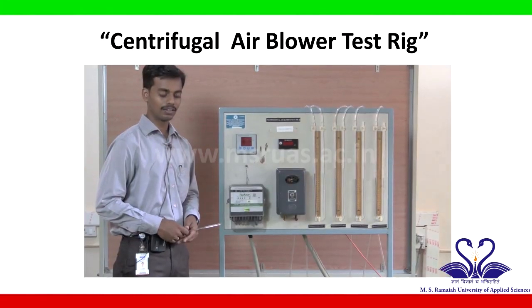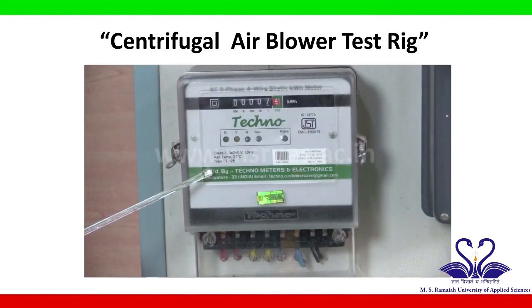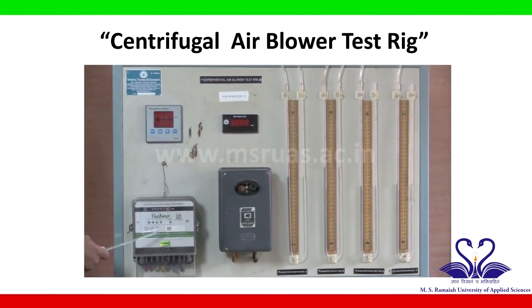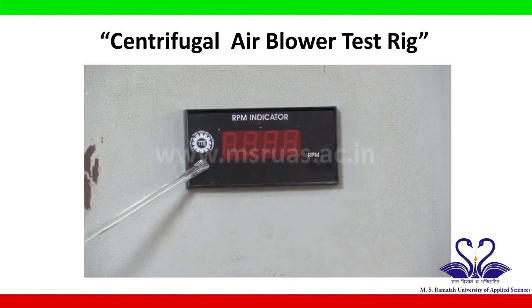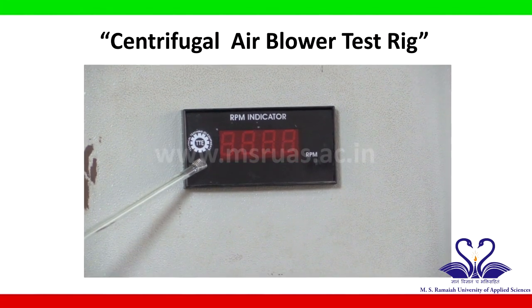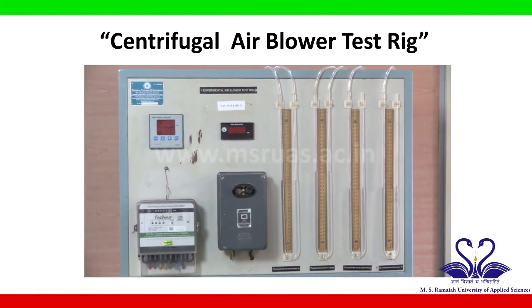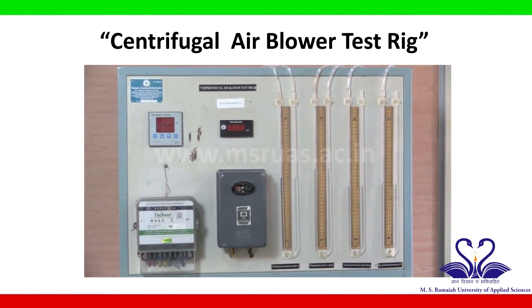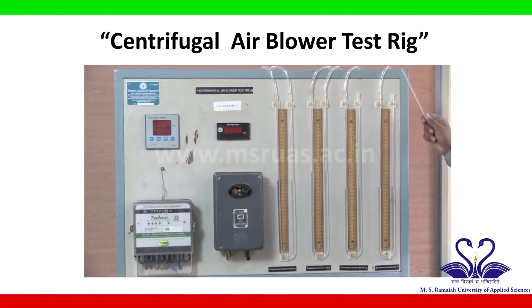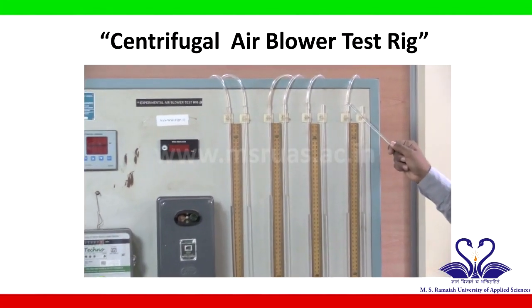On the panel, we have an energy meter using which we can know the power that the electric motor is consuming. And we have an RPM indicator which will give the speed of the shaft of the blower. A pipe coming from the inlet of the blower, which will give the suction head at the inlet, is connected to the U-tube manometer over here.